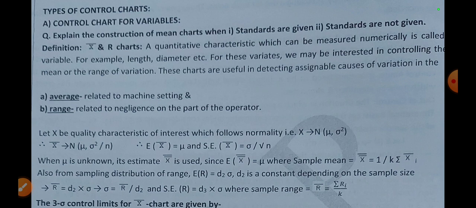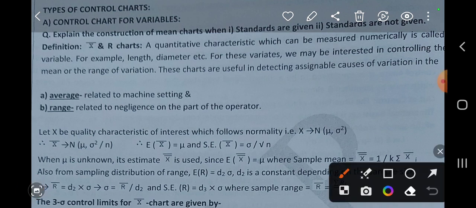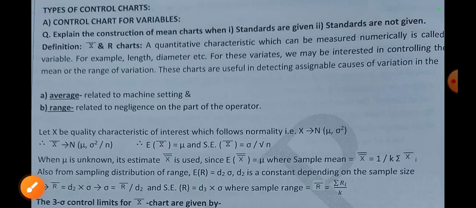Control charts consist of three lines. The first is a central line, the second is an upper control limit, and the third is a lower control limit. There are two types of control chart. One is a control chart for attributes. The second one is a control chart for variables. Attribute charts are those charts for characteristics which cannot be measured numerically. So these are the qualitative characteristics which cannot be measured numerically.